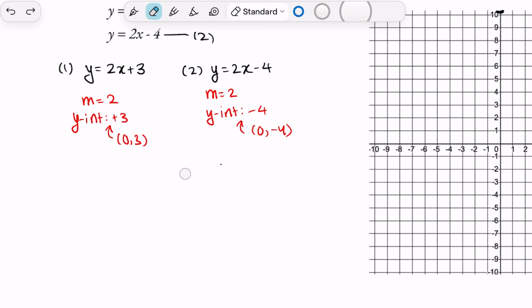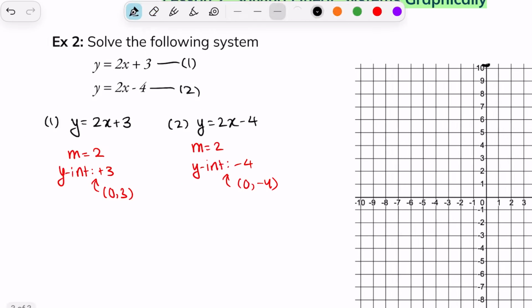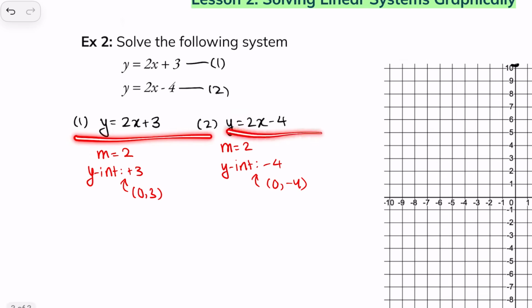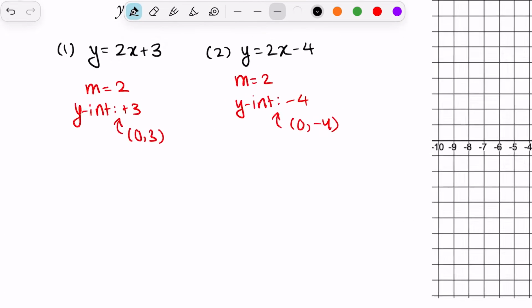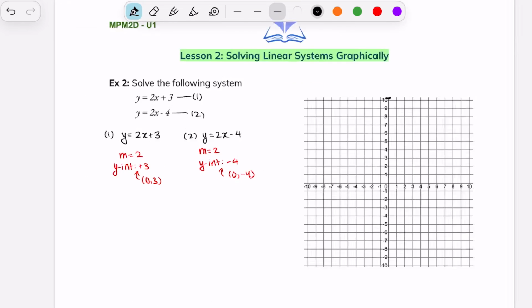So I wouldn't even spend time graphing because I could tell just by looking at the equations that we're not going to have a solution. But if your teacher wants you to graph and you want to graph and see for yourself, then I will also do that to show you and prove to you.